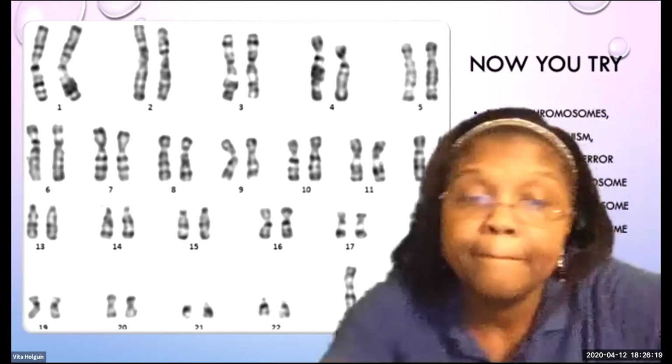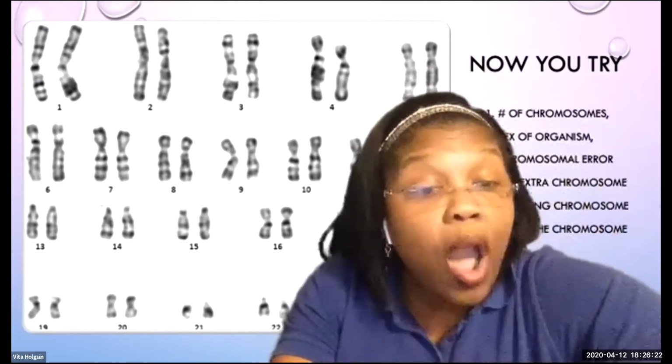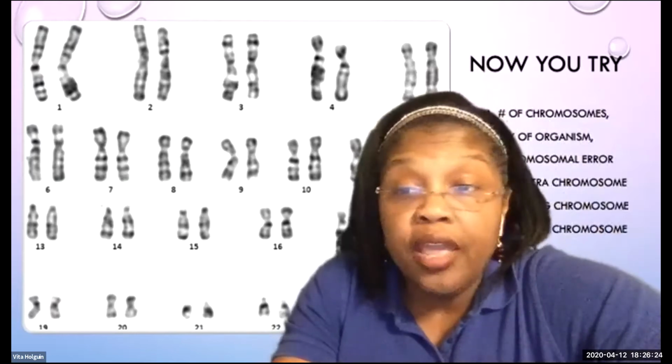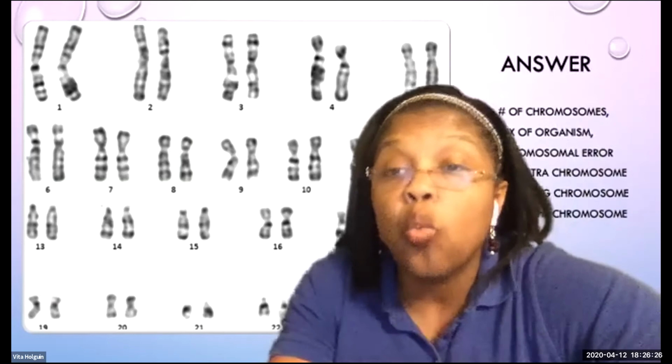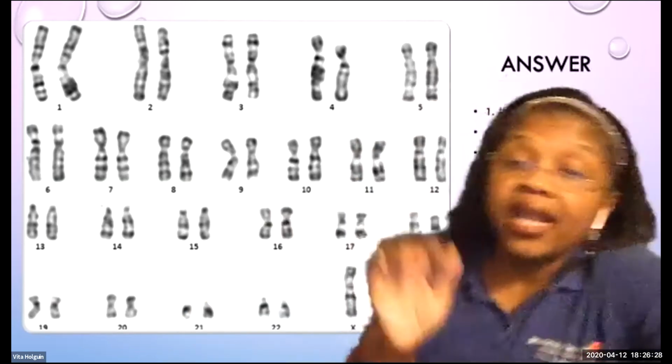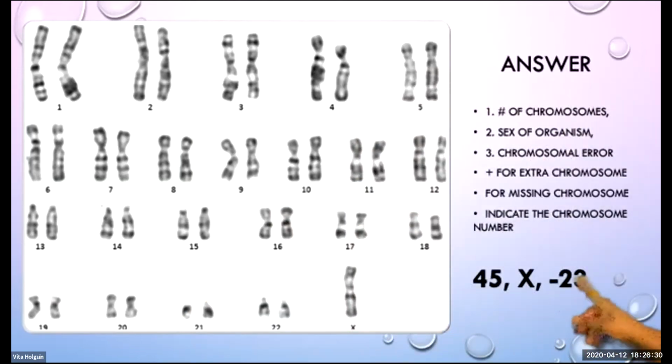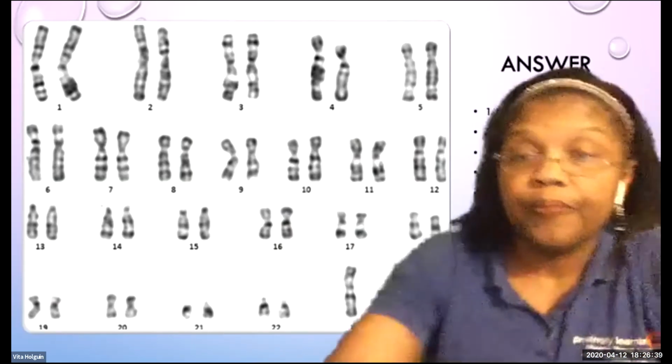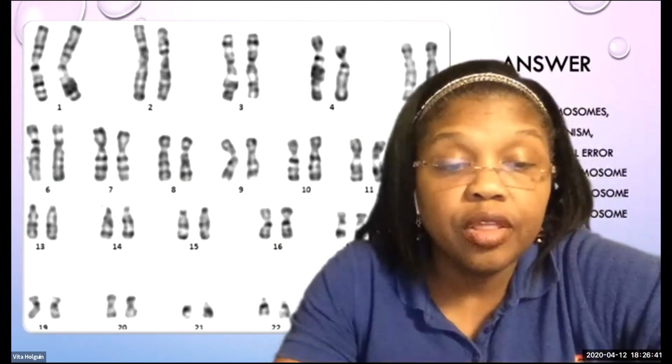Okay? By the way, you got to have a Y to be a boy. So if a child only has one X, it's still a girl. So this is your answer, 45X minus 23. That's your diagnosis. It is a girl, but it's just missing a chromosome. All right, let's try another one.